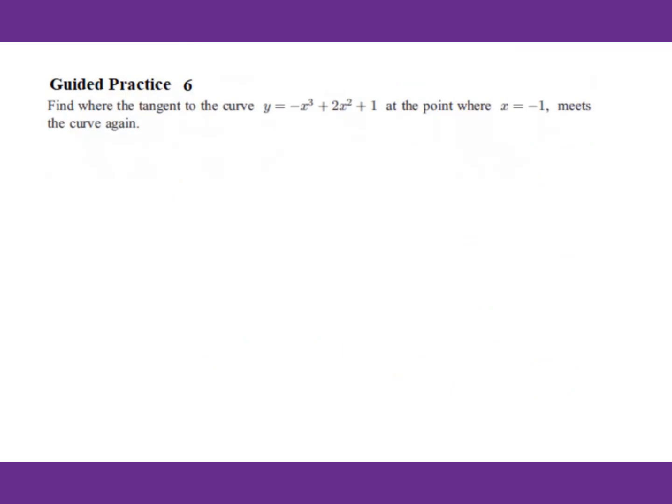Let's go to guided practice 6. Find where the tangent to the curve y equals negative x to the fourth power plus 2x squared plus 1 at the point where x equals negative 1 meets the curve again. For this question, I will do a calculator video later on. The answer will be (4, -31).